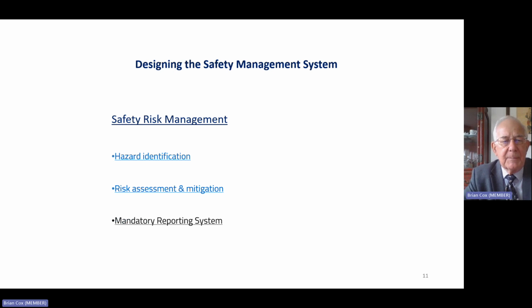So safety risk management, we've talked about in another webinar about hazard identification and risk assessment and mitigation. This is very important and deserves a webinar to itself. But basically, you need to identify the hazards in your building. For example, do you have gas or not, and so on. And then at the bottom, we have mandatory reporting system. This is another requirement of the legal system now. That means if you have a major incident in your building, whether or not it actually harms anybody, you have to report it to the building safety regulator.